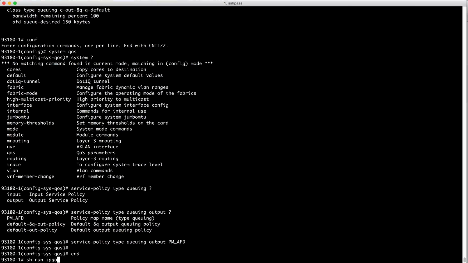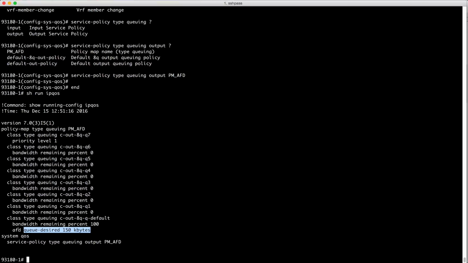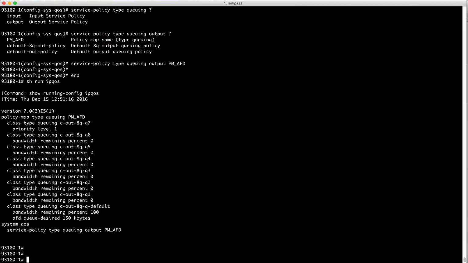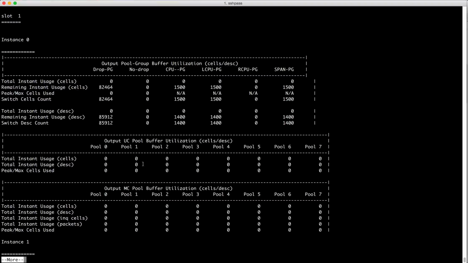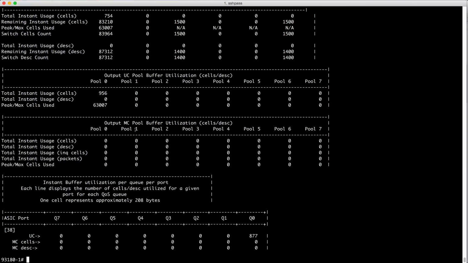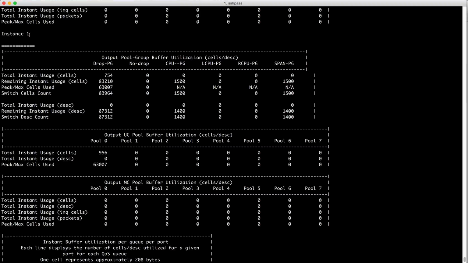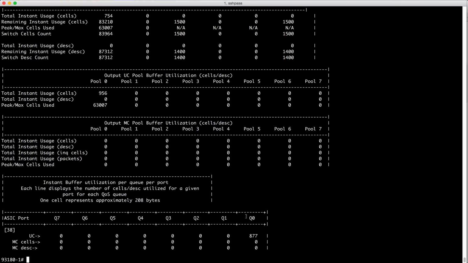So now AFD is part of the policy map, and we have applied it to the whole system. And of course, you could also apply it with an interface granularity. And now if we look at the buffers again, we can see here that for the second slice, where 43 resides, the instant usage has dropped significantly, right? And we can see it's still Q0 and still the same interface. But since this is elephant flows, the buffer usage is very little now.